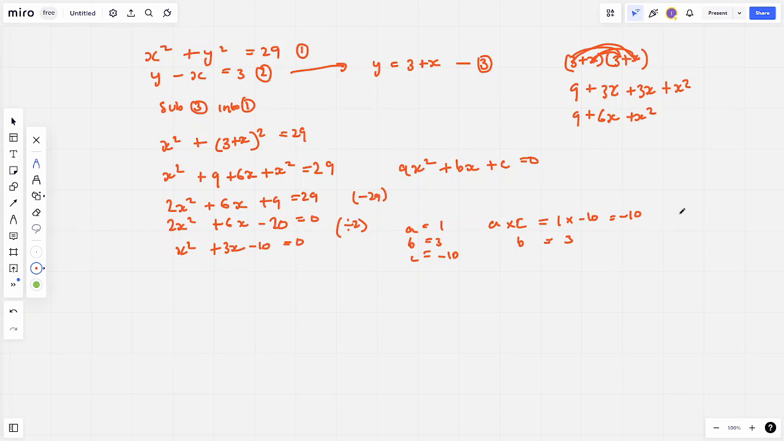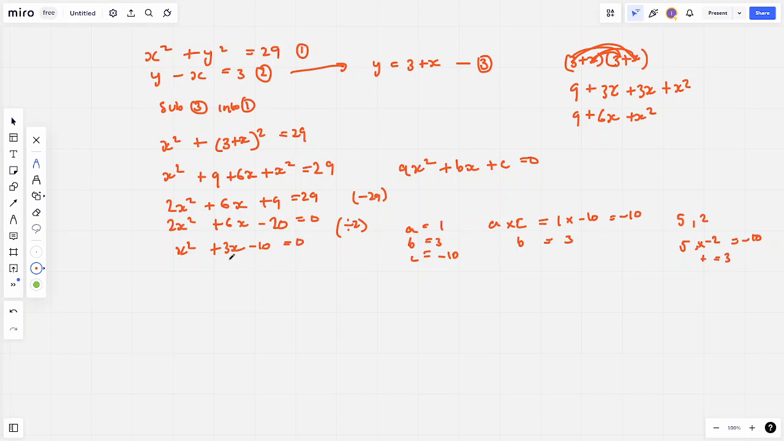So two numbers that when you times them equal minus 10, but when you add them equal positive 3. So we've got 5 and 2. When you times them you get positive 10, but we need a negative 10, so we need a minus term. That could be minus 5 or a minus 2, but we need a positive 3 when you add them. So that must mean it's going to be a positive 5 and a negative 2. So you get minus 10 when you times them, but when you add them you get a positive 3.